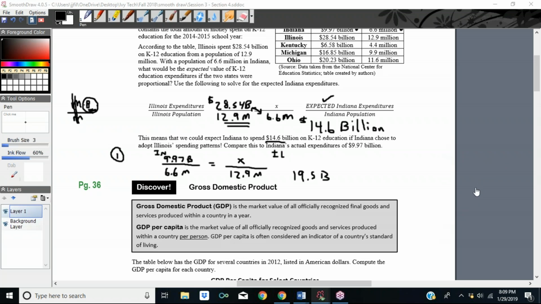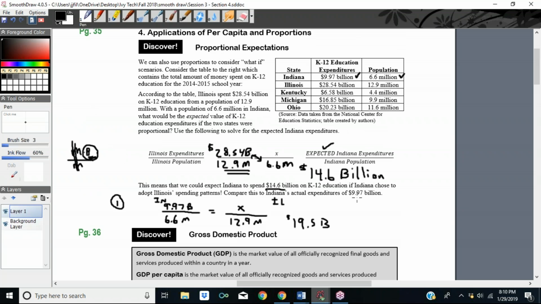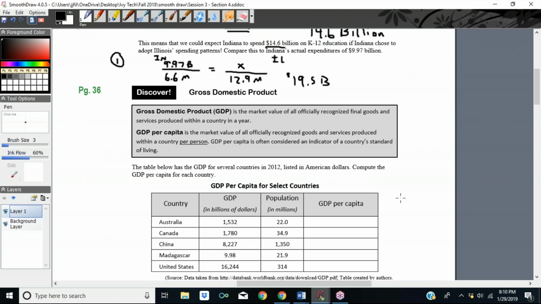All right, everything looks good, 19.5 billion, and this would be dollars. And then if we were going to write a sentence, it would say something like, if Illinois spent proportional dollars to Indiana for their K-12 expenditures, they would spend $19.5 billion. And this is almost, well, it looks like it's about $9 billion less than they currently spend. So something like that for a meaningful sentence.